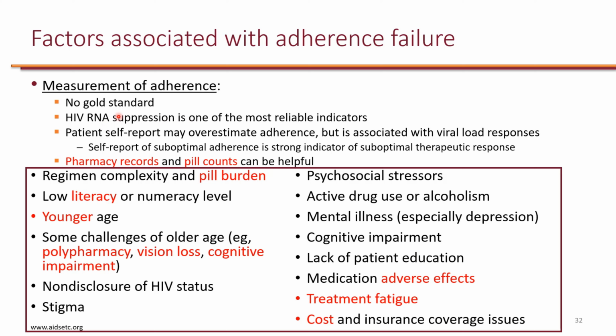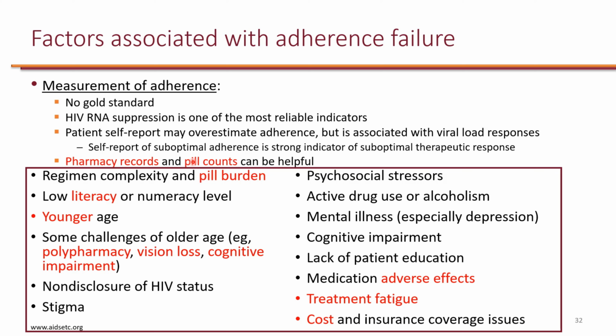Studies have shown that patient self-report usually overestimates. However, if the patient actually reports that they're not adherent, that's a very good indicator of suboptimal therapeutic response. And one thing that we can do as pharmacists is to actually check pharmacy records. For example, if somebody had a 30-day supply and they haven't filled it for 3 months, that's a good indicator that they haven't been taking their medications. And you can occasionally do a pill count to make sure that they're actually taking it.